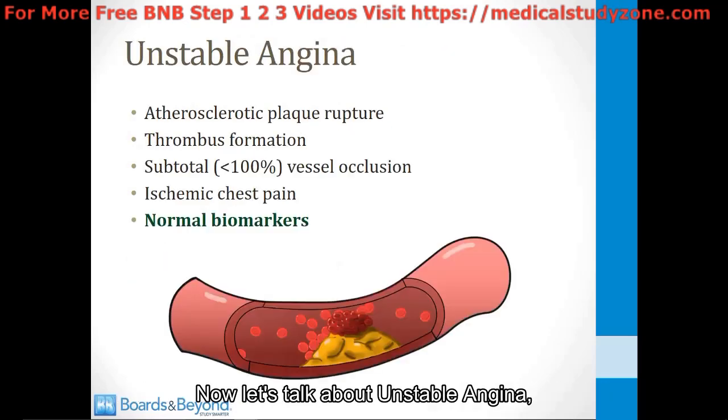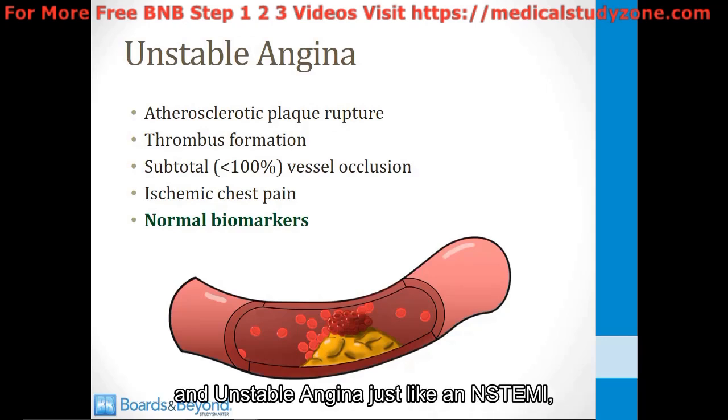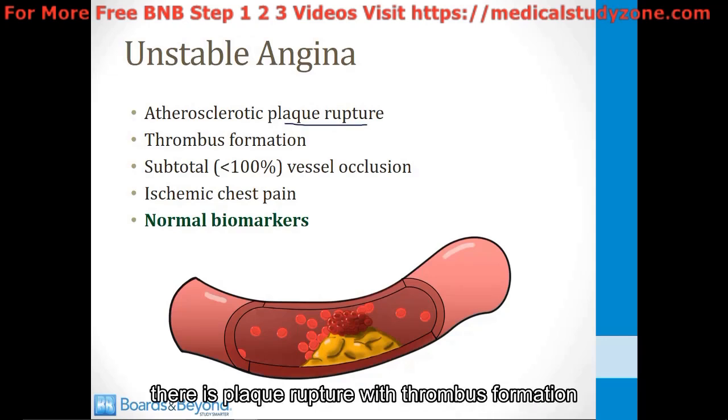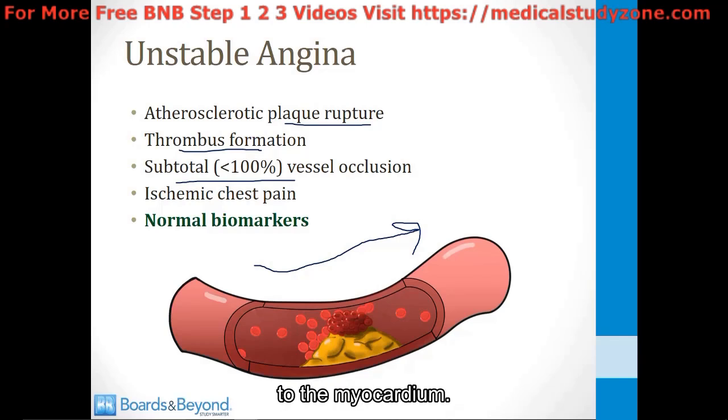Now let's talk about unstable angina, which is a very similar clinical syndrome to NSTEMI. In unstable angina, just like in NSTEMI, there is plaque rupture with thrombus formation and subtotal vessel occlusion. So there's some blood flow beyond the occlusion to the myocardium.